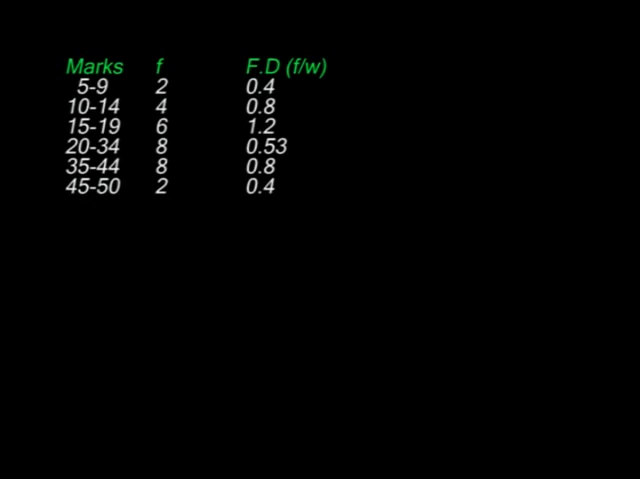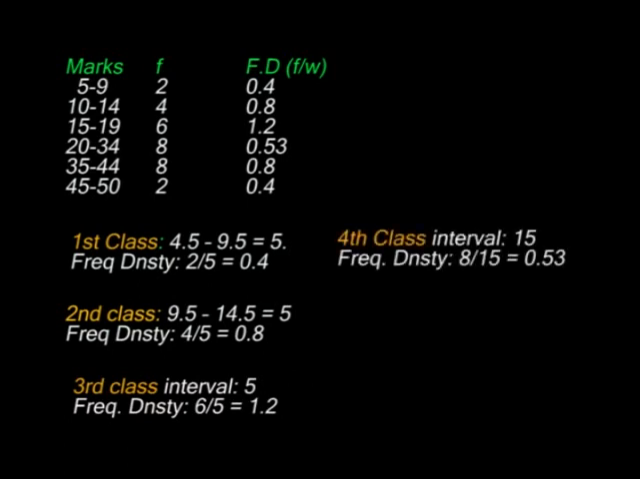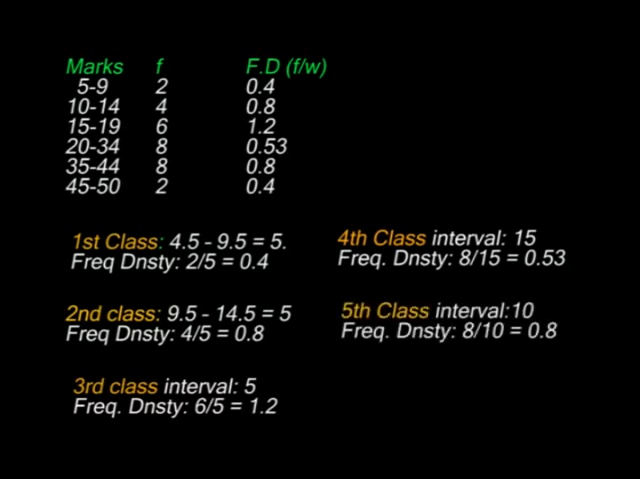Now we obtain the frequency density by dividing the frequency over the class size. So for the first class, the interval is 5, frequency is 2, and the frequency density is 0.4. The second class, we have an interval of 5 again, frequency is 4, and 4 over 5 is 0.8, that is the frequency density. Third class, the interval is again 5, frequency density is 1.2. Fourth class, from 19.5 to 34.5, that is an interval of 15. Frequency is 8. 8 over 15 is 0.53. The fifth class, we have an interval of 10. Frequency density becomes 8 over 10, which gives us 0.8. The last class, the interval is 5. Frequency density is 2 over 5, which gives us 0.4.